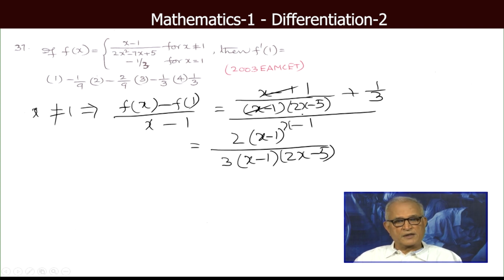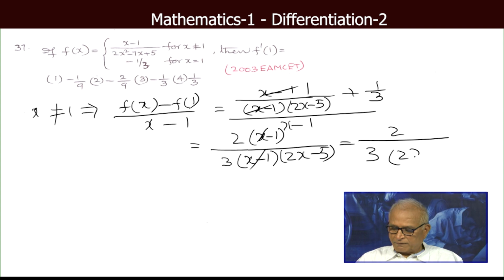3 plus 2x minus 5 is 2 into x minus 1. By denominator will be x minus 1 times 3 times 2x minus 5. Now, x minus 1 also can be cancelled. So, therefore, this is 2 by 3 times 2x minus 5.